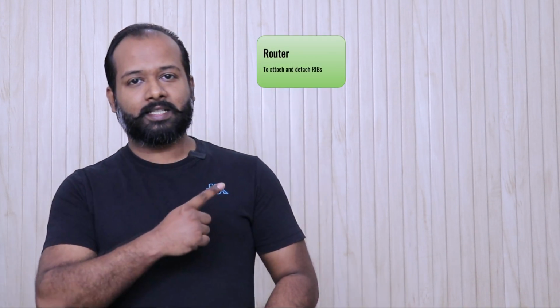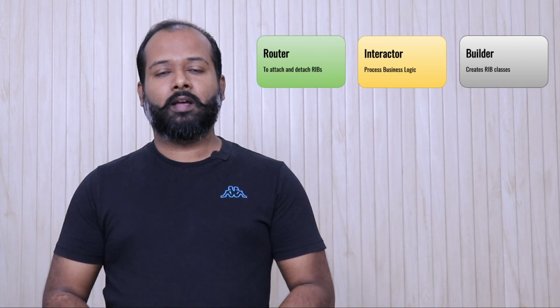So before starting the coding sample, there are two very important things to understand. Number one, what are the components of RIBs architecture, and number two, how data flows among these components of the RIBs architecture. So these are the six very major components of RIBs architecture.